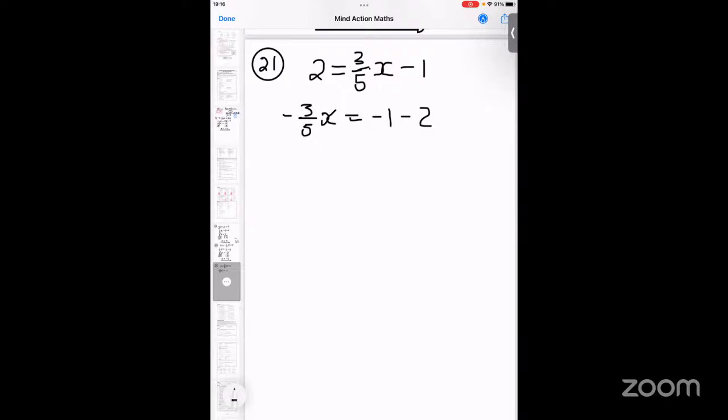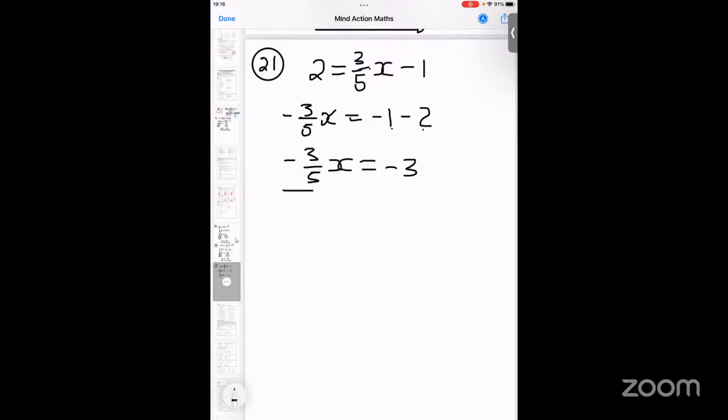It's like you being a visitor to the US. You need to change the currency. So just always remember that. Okay, we still have our negative 3 over 5x, which is equal to, punch that on your calculator. It gives you negative 3.